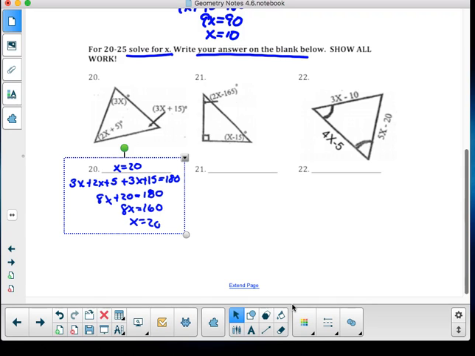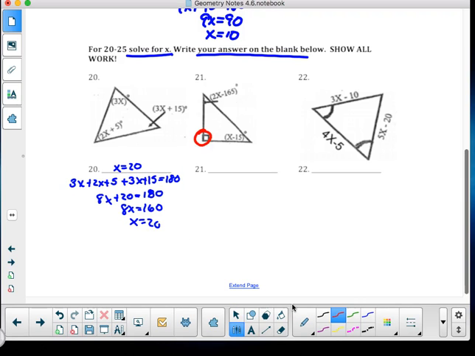Now, I could do 21 exactly the same way. 2x minus 65 plus 90 plus x minus 15 equals 180. Completely and totally. But I know stuff about triangles. I know in a right triangle, because it's a right triangle, the two acute angles make 90 degrees. So I could do it this way.